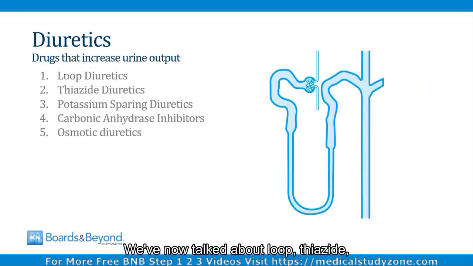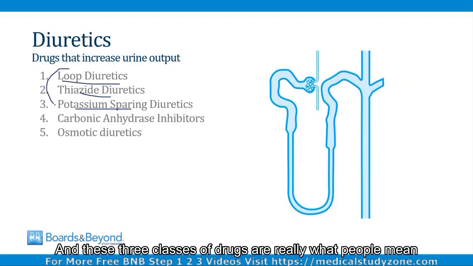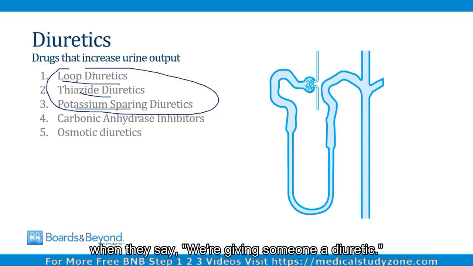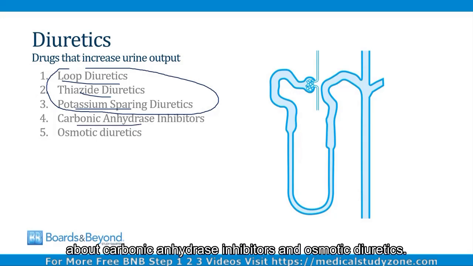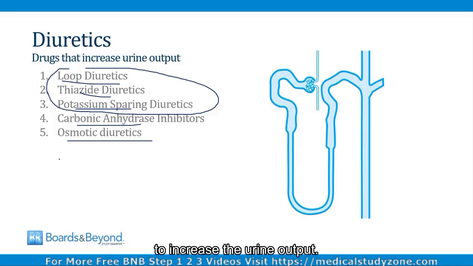Back to this slide, we've now talked about loop, thiazide, and potassium-sparing diuretics, and these three classes of drugs are really what people mean when they say we're giving someone a diuretic, and by that I mean that these drugs are used to promote urine output. I'll finish this video by talking about carbonic anhydrase inhibitors and osmotic diuretics. Drugs in these classes are never used to increase the urine output. They do have that effect, but that's not the reason we use them clinically, as we will see in the next few slides.